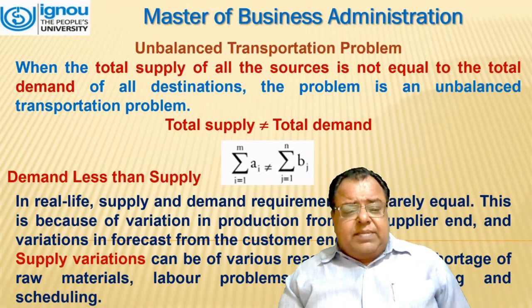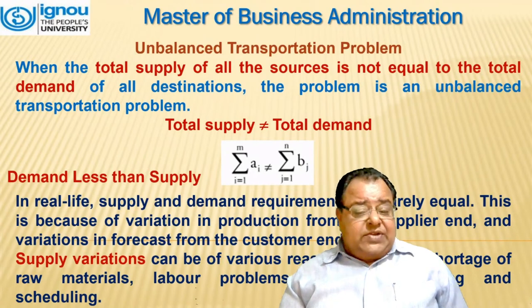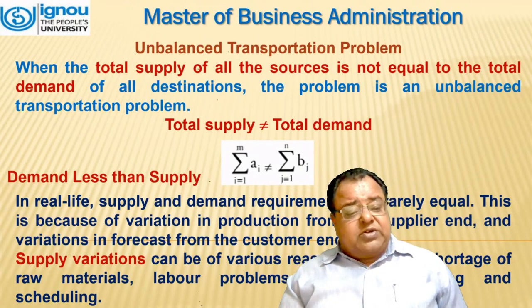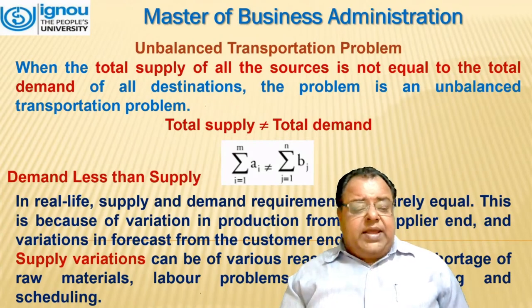In real life, supply and demand requirements are rarely equal. This is because of variation in production from the supplier end and the variation in forecast from the customer end. Supply variations can be of various reasons, such as shortage of raw material, labor problem, improper planning, and scheduling.